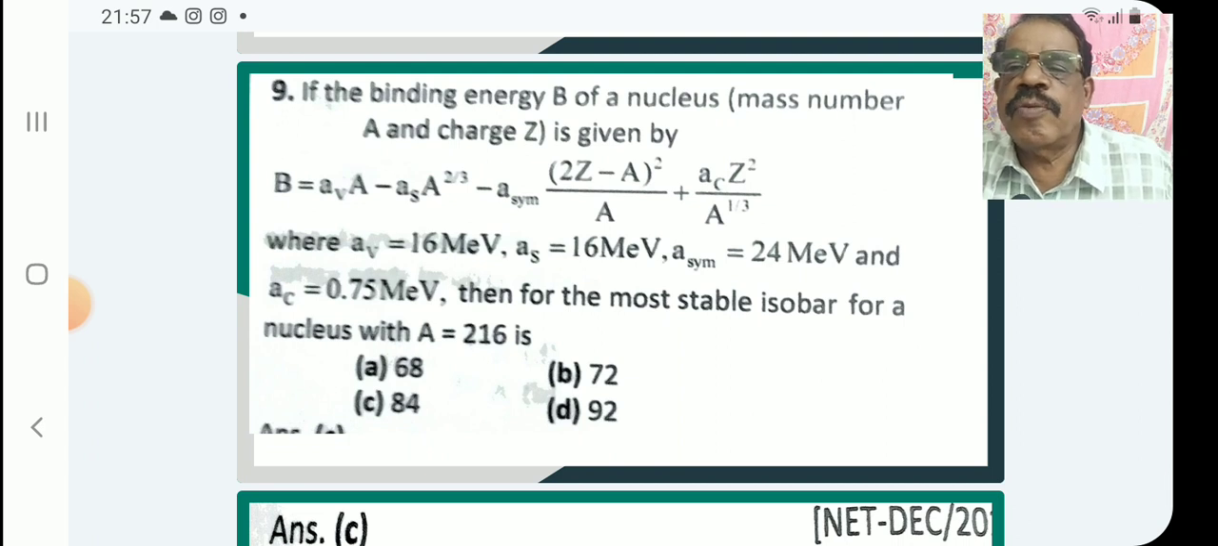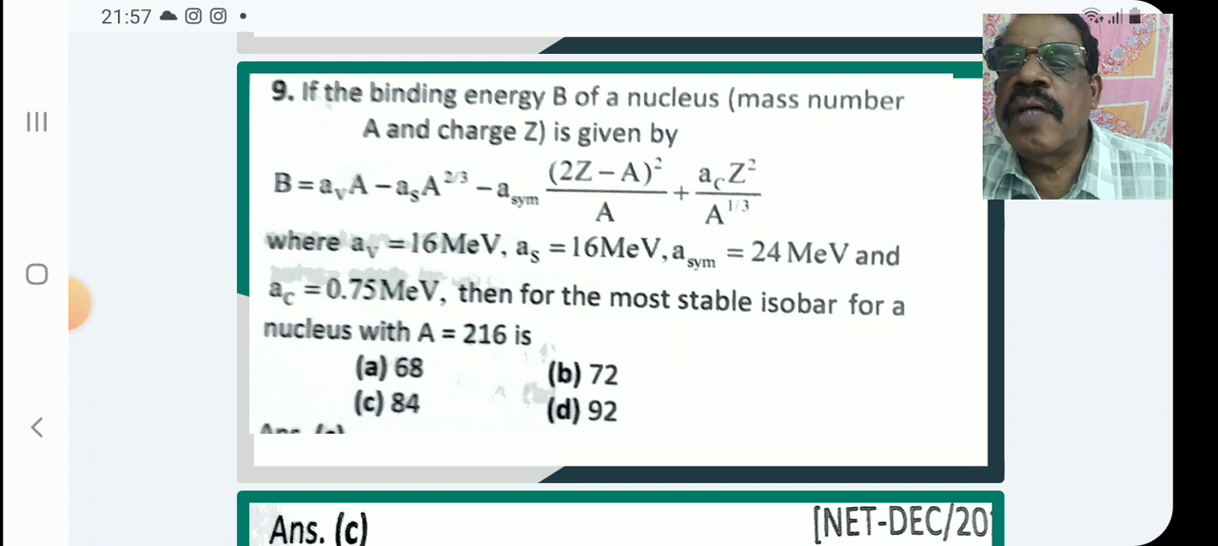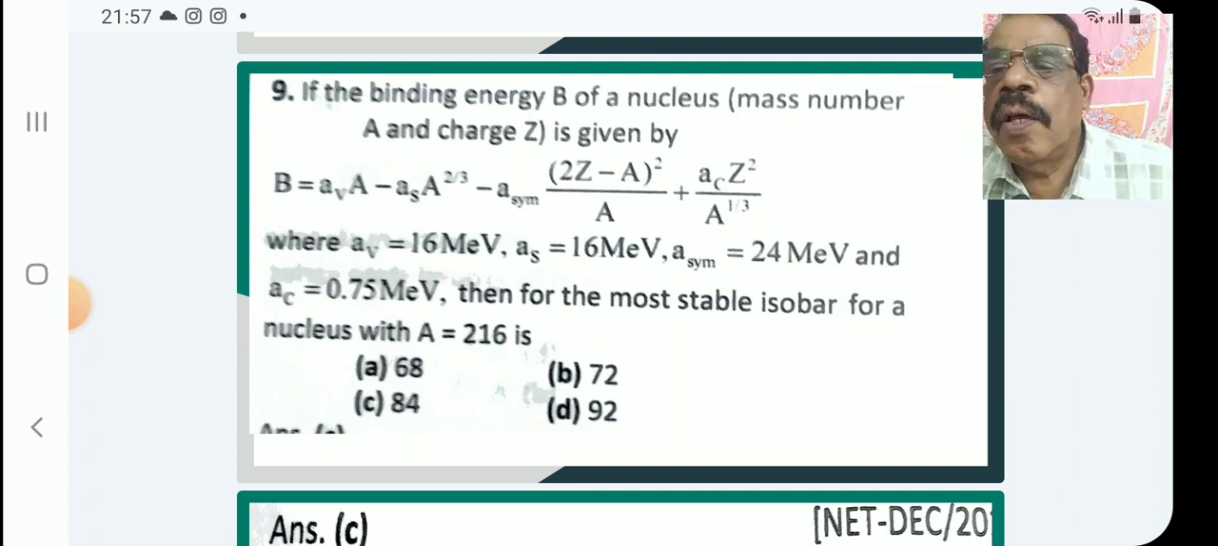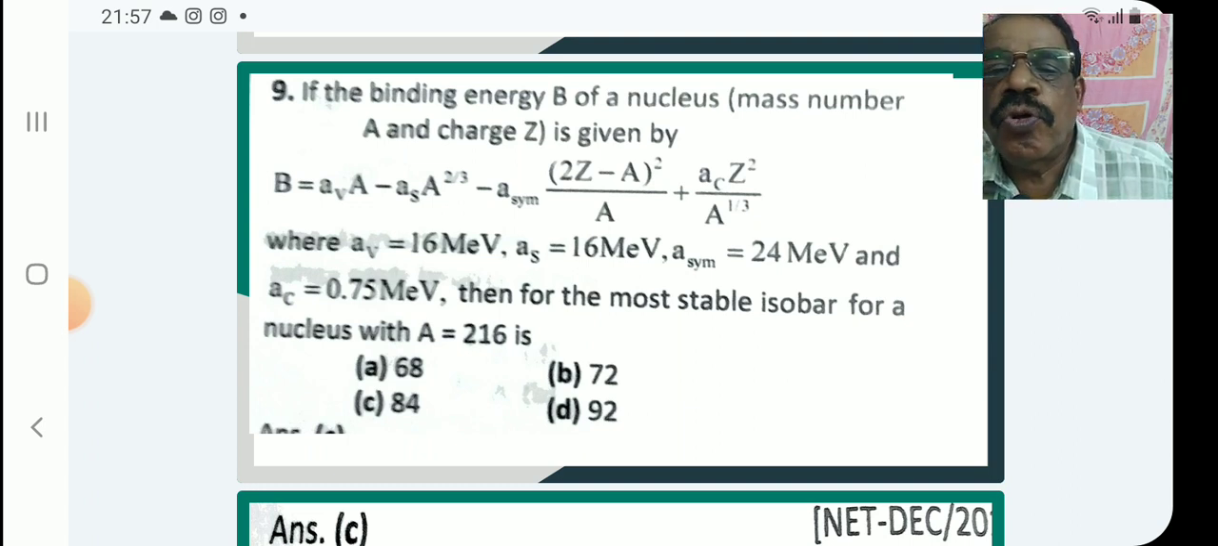Again, a Weizsäcker's formula question. The binding energy B of a nucleus, mass number A and charge Z, that is atomic number Z, is given by this equation, where the constants are given, you read it. Then for the most stable isobar for a nucleus with A is 216, the options are 68, 72, 84, 92.